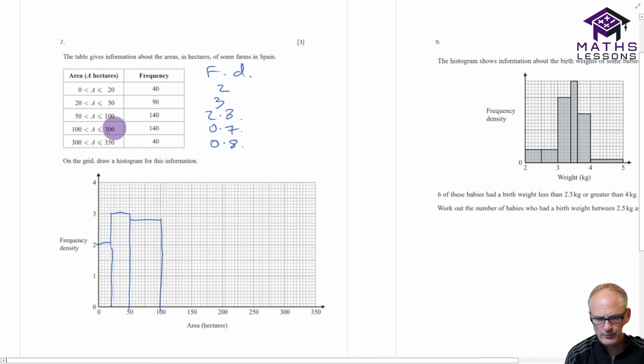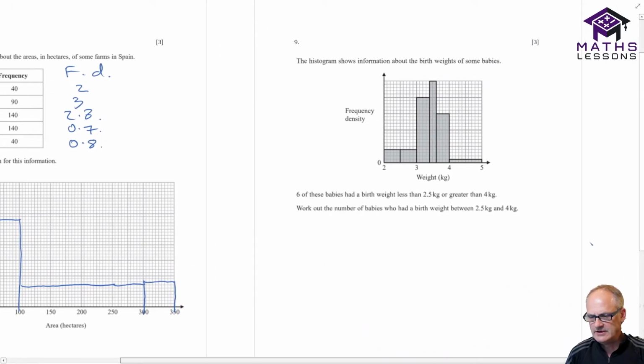They go 0.7 from 100 to 300. So 0.7 is 3 down, and we're going to go from 100 all the way up to 300. And then we've got 0.8 for the last 50 here. And that's our histogram for that.